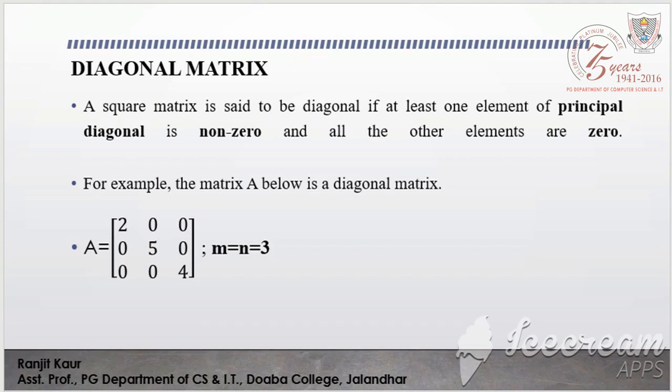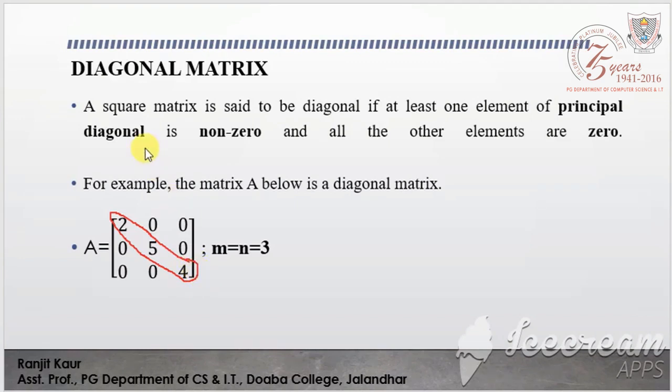So the next matrix is diagonal matrix. So what is diagonal matrix? A square matrix is said to be diagonal if at least one element of principal diagonal is non-zero. So for this we must know what is principal diagonal in a matrix. So can you see over here these elements 2, 5, 4. So these elements are forming principal diagonal of a matrix.